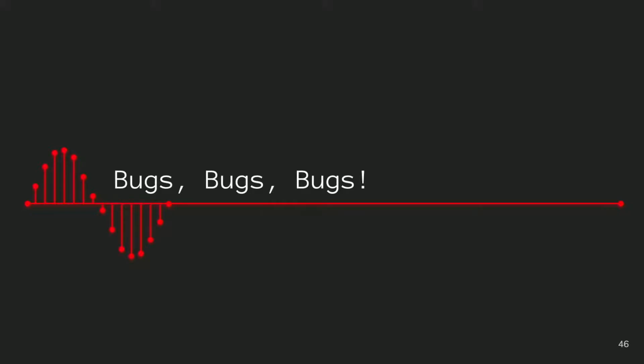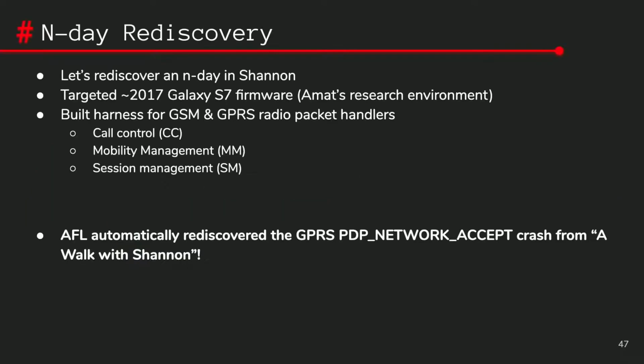And now let's talk about the bugs we found. So before we jump straight into 0-day stuff, we wanted to make sure that we had built a tool that actually worked on real firmware to find real bugs, not just kind of fake false positive bugs. So we decided to rediscover an N-day. And we actually went off of Ahmad's talk, which was targeting a Galaxy, I believe, S10, or sorry, S7.